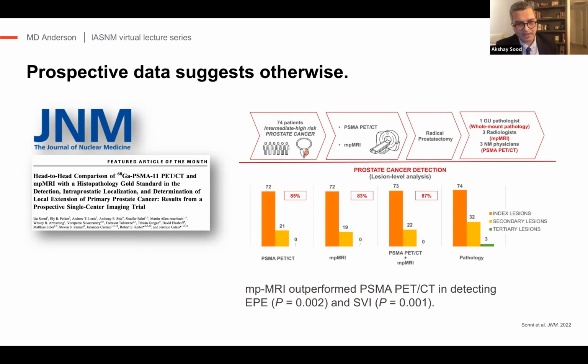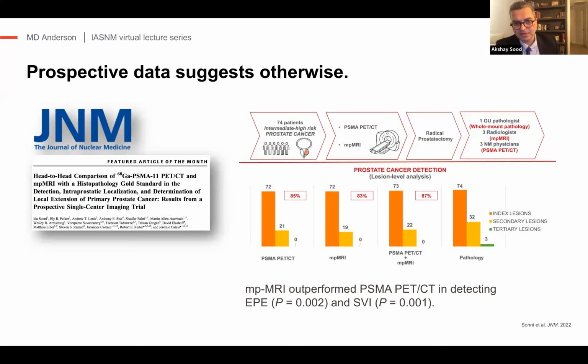whether adding a PSMA PET scan to multiparametric MRI increases, one, local staging, meaning T3A, T3B disease diagnosis, and also whether it helps in diagnosing intraprostatic lesions, meaning can we better localize lesions within the prostate as well? And the answer to both, or to all three, is no.